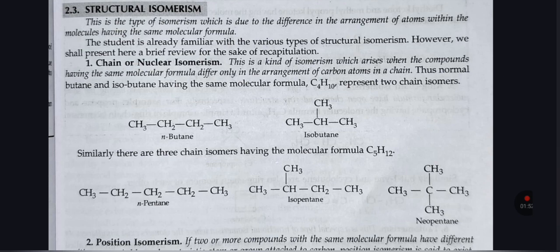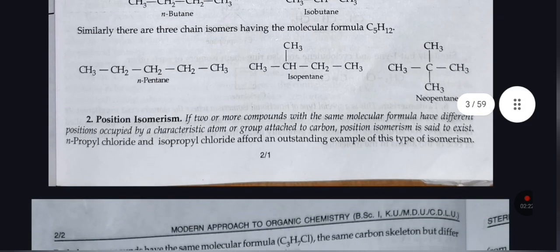First, chain or nuclear isomerism. This is a kind of isomerism which arises when the compounds having the same molecular formula differ only in the arrangement of carbon atoms in the chain. Thus, normal butane and isobutane having same molecular formula C4H10 represent two chain isomers, that is n-butane, isobutane. Similarly, there are three chain isomers having the molecular formula C5H12, n-pentane, isopentane, neopentane.